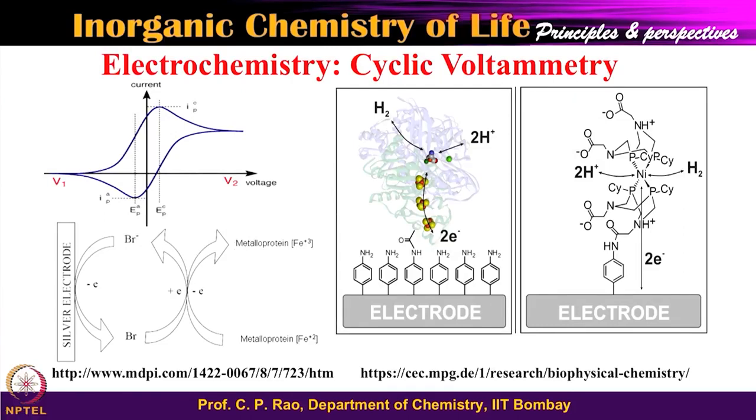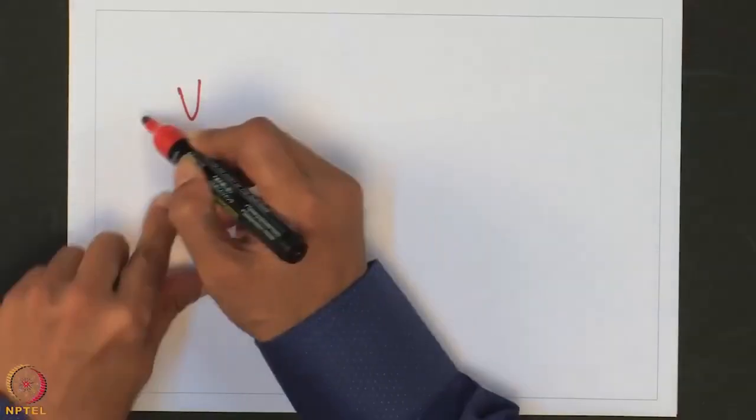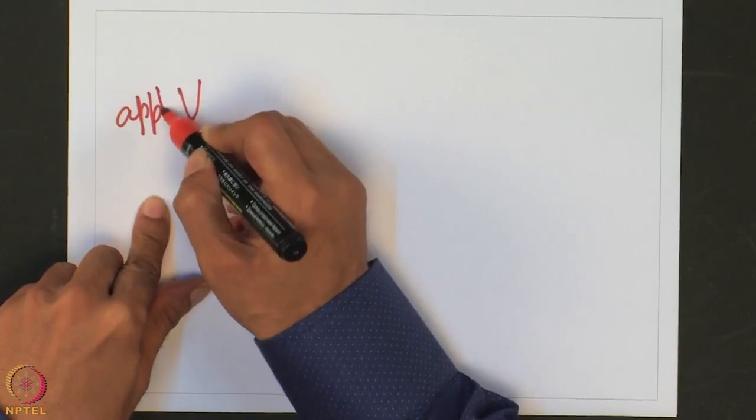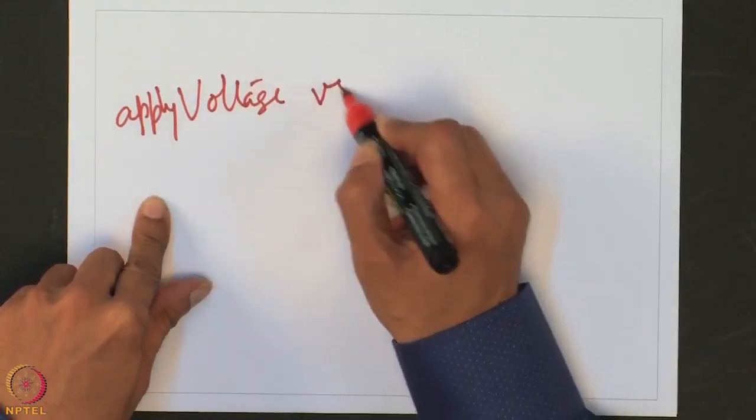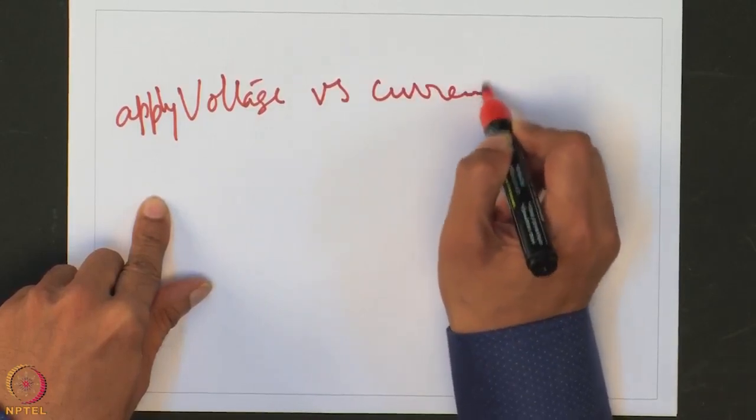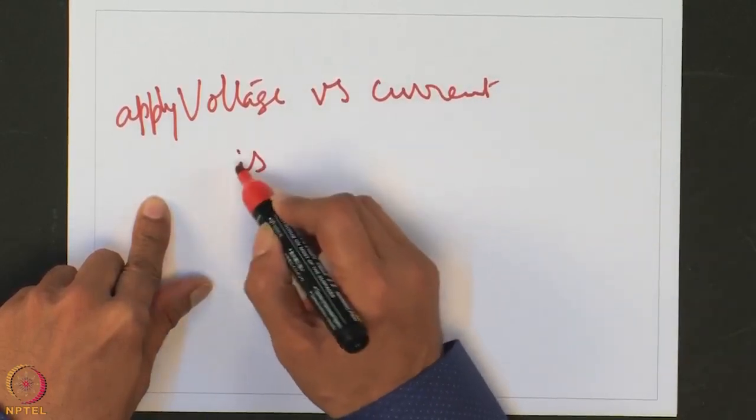Voltage versus current is voltammetry. So, you apply voltage, and voltage versus current is voltammetry.